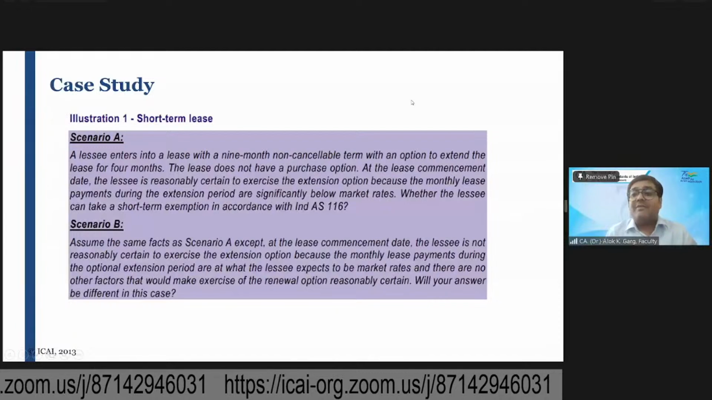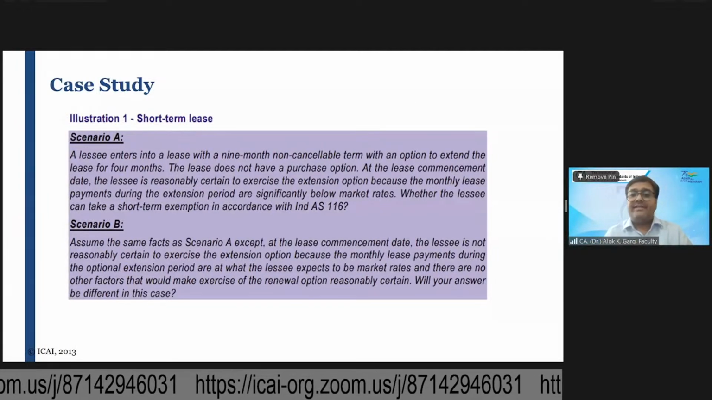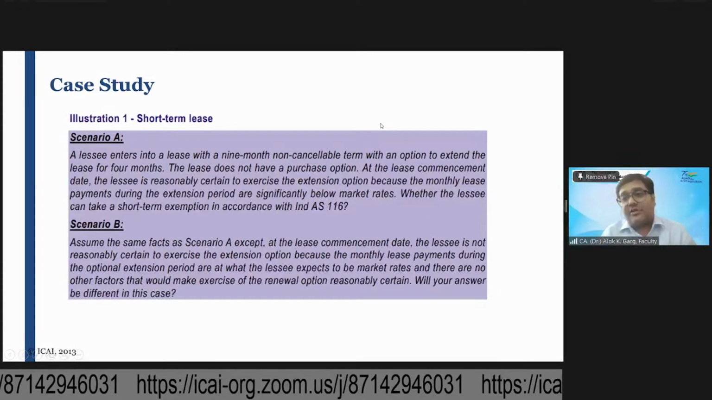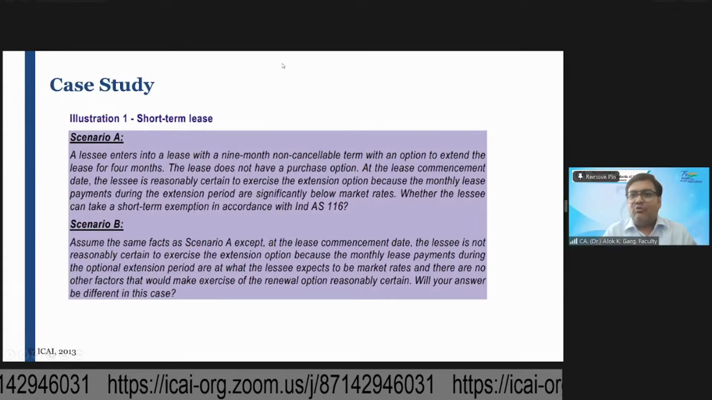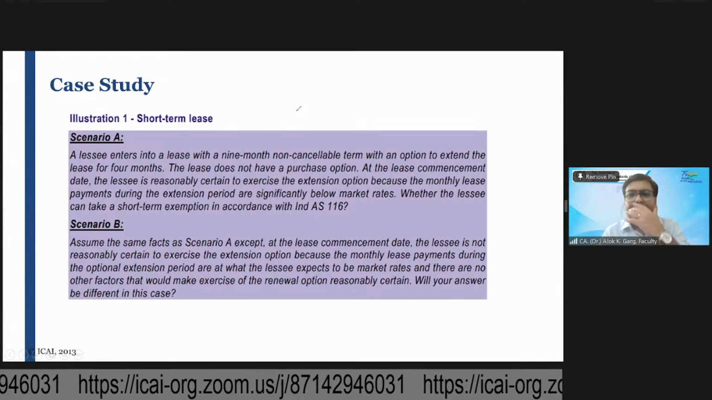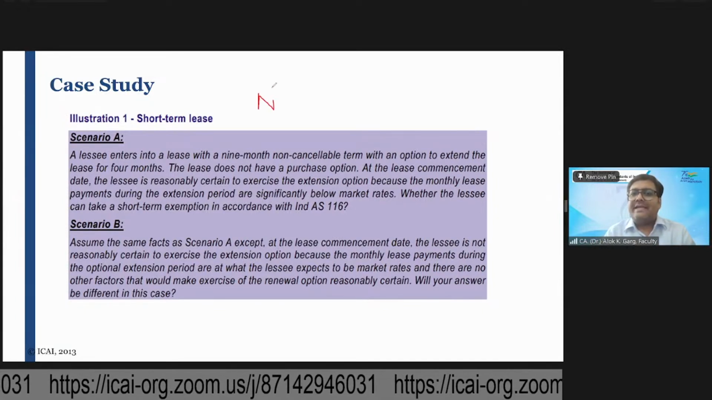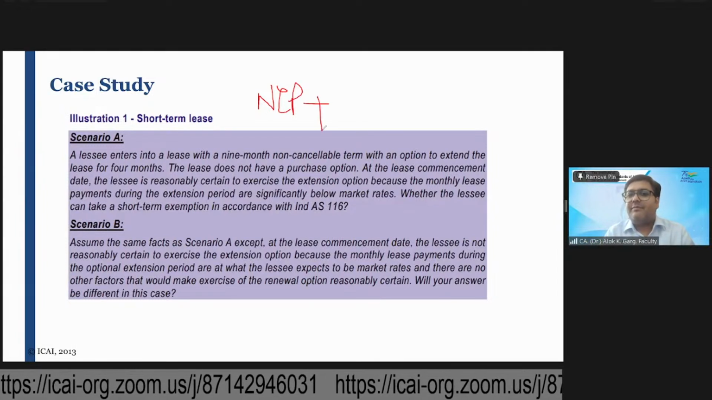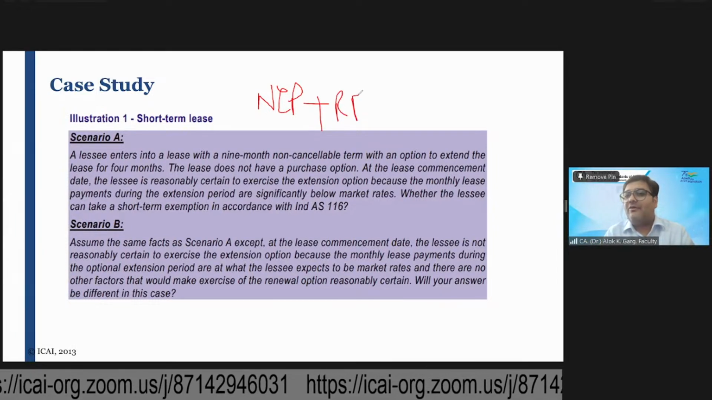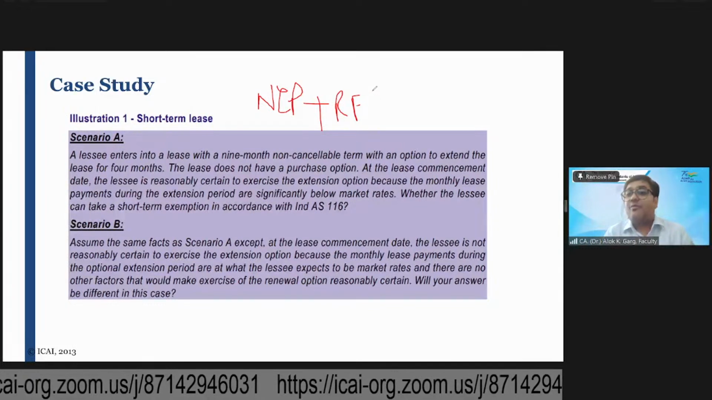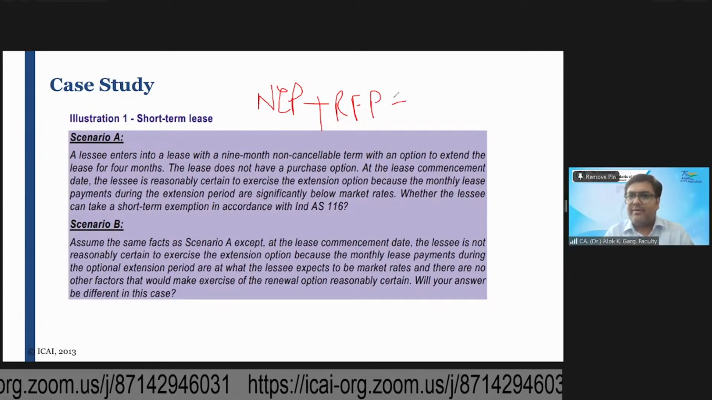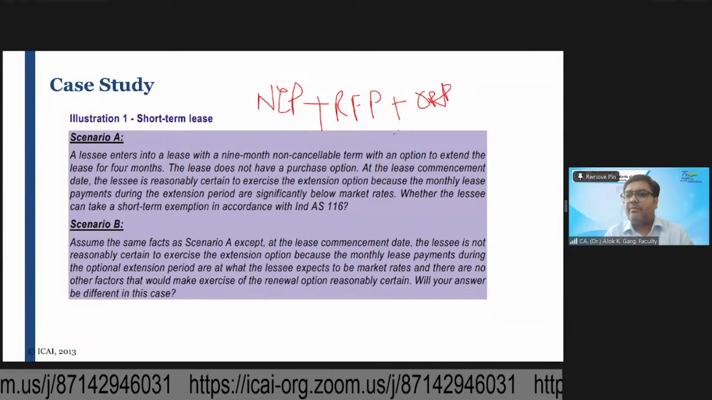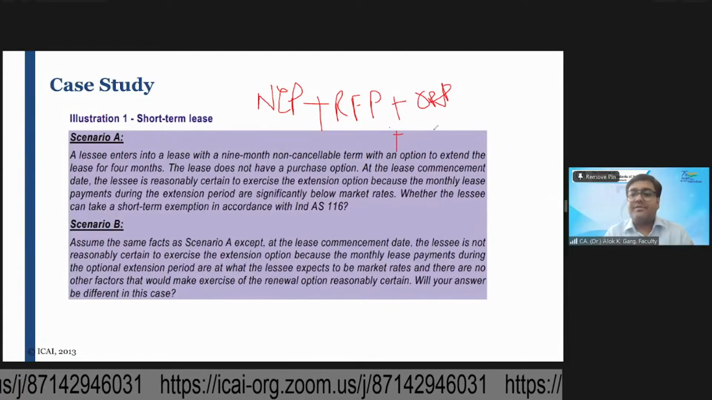So this was the short lease exemption. And friends, while computing the lease term, you have to see whether it is a short-term lease or long-term lease. You remember the lease period definition I have told you: non-cancelable period, NCP, plus rent-free period, plus ORP, optional renewal period, plus OTP, optional termination period. You remember all those aspects?